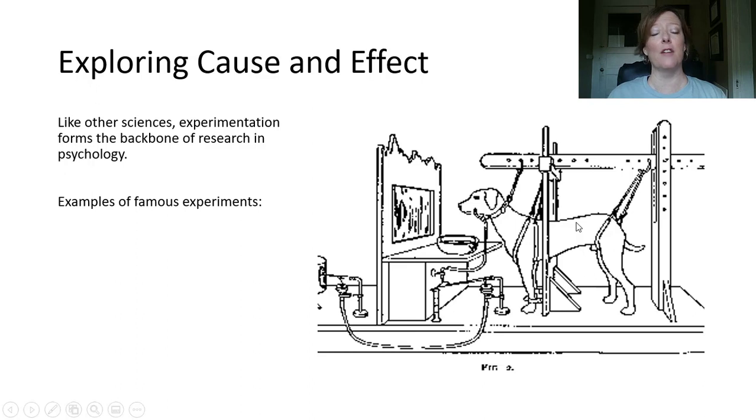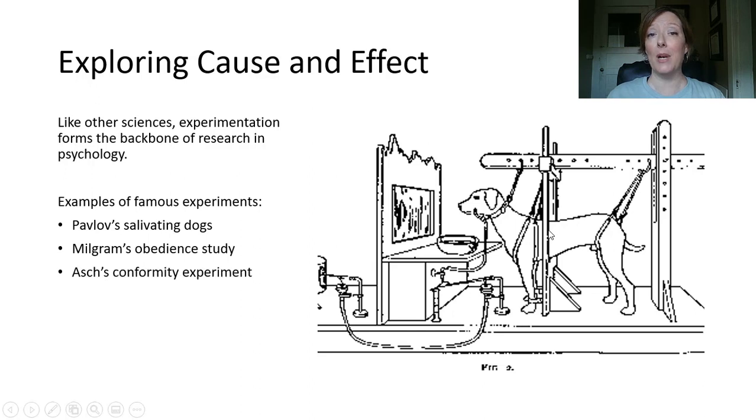So some examples of famous experiments in psychology: Pavlov's salivating dogs. We'll talk more about this in the learning section, and this picture on your slide depicts that experiment. Milgram's obedience study, which we will be discussing in the social psychology unit. Asch's conformity experiment, which will also be in the social psychology unit.